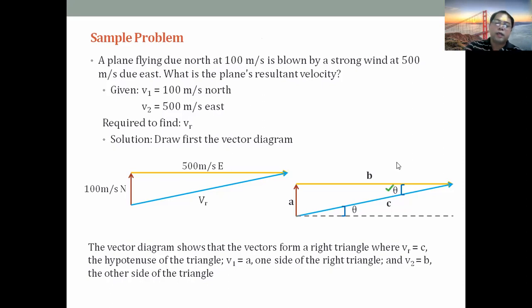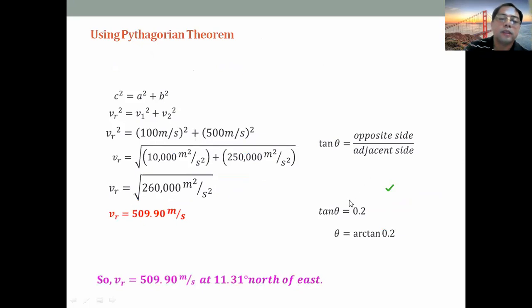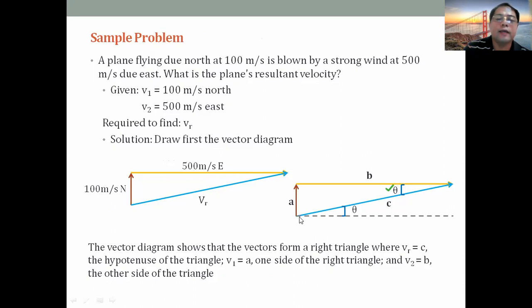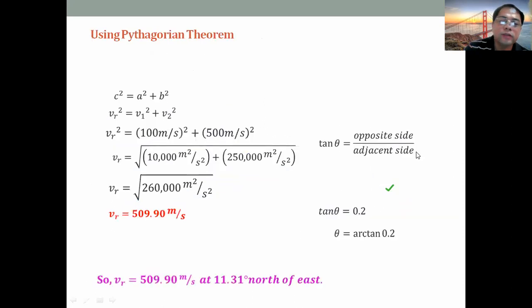But how long is the resultant first? Using the Pythagorean theorem, 100 squared plus 500 squared, you add them and take the square root, and you end up with 509. Now, that 509 is not from the graphical approach, but from using your formula. So this is an accurate answer.